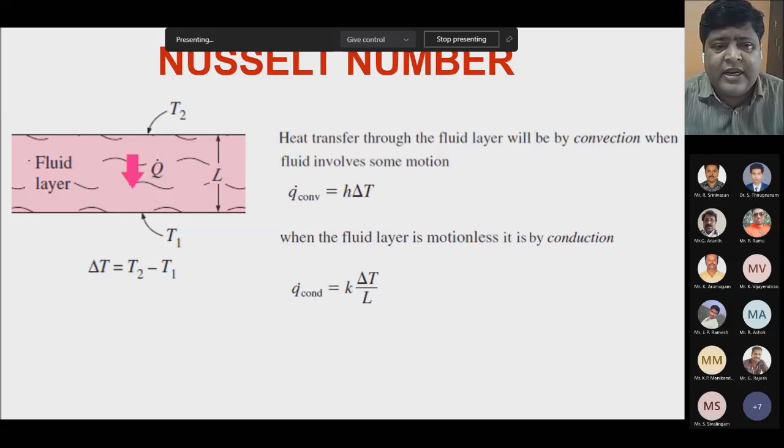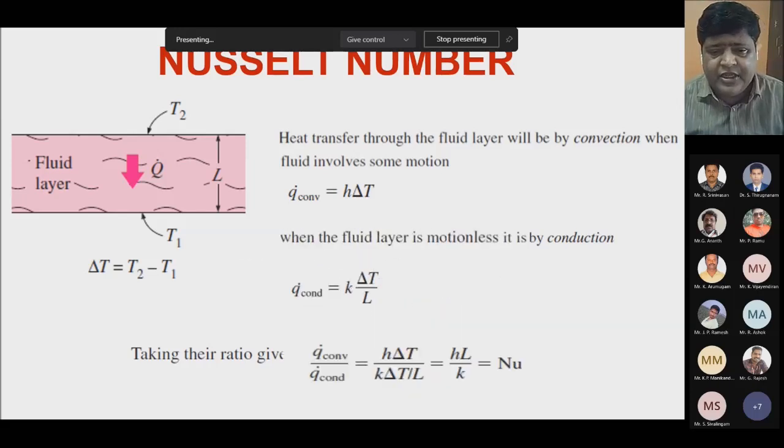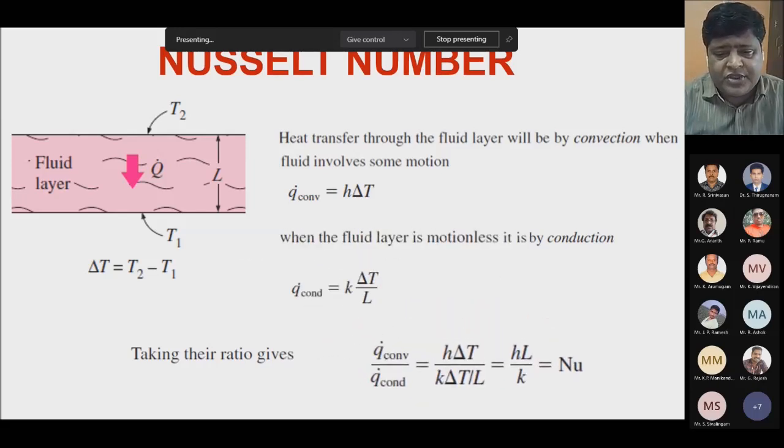So in k delta T, delta T is T2, the temperature of the hot plate, minus the temperature of the cold plate. L is the distance between the two plates. k is the thermal conductivity of the fluid. So what is the ratio between these? If you take the ratio Q convection by Q conduction, h delta T by k delta T, you have hL by k, which is the Nusselt number.